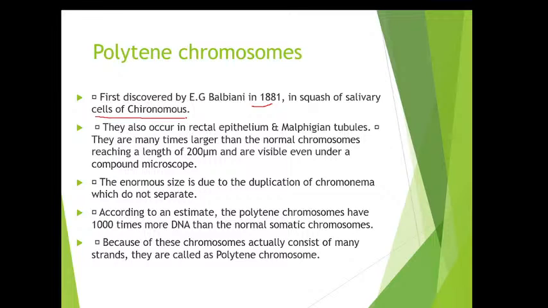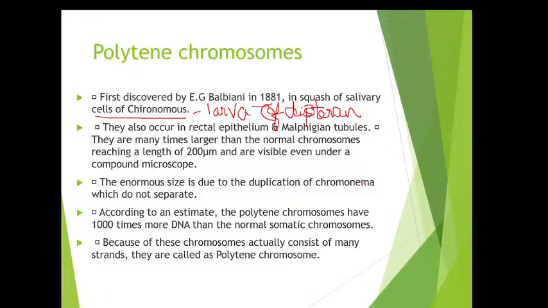Chironomus is the larva of a dipteran insect. Dipteran means those insects which include the housefly. So polytene chromosomes were discovered by Balbiani in dipteran insects.